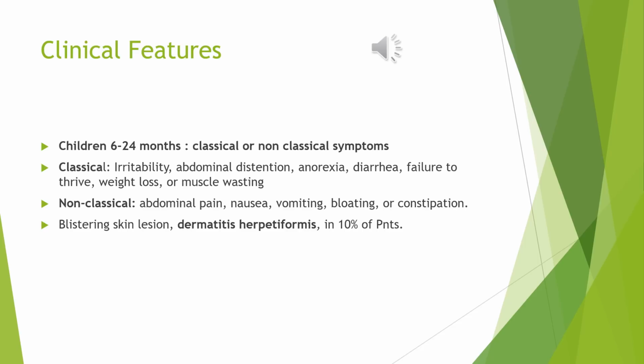In about 10% of patients, the celiac disease, either in adults or in children, is associated with blistering, itchy skin lesions that are called dermatitis herpetiformis. They resemble the herpes virus that can infect the skin. So it is called dermatitis herpetiformis. It has a strong association with celiac disease. However, it just occurs in about 10% of patients.